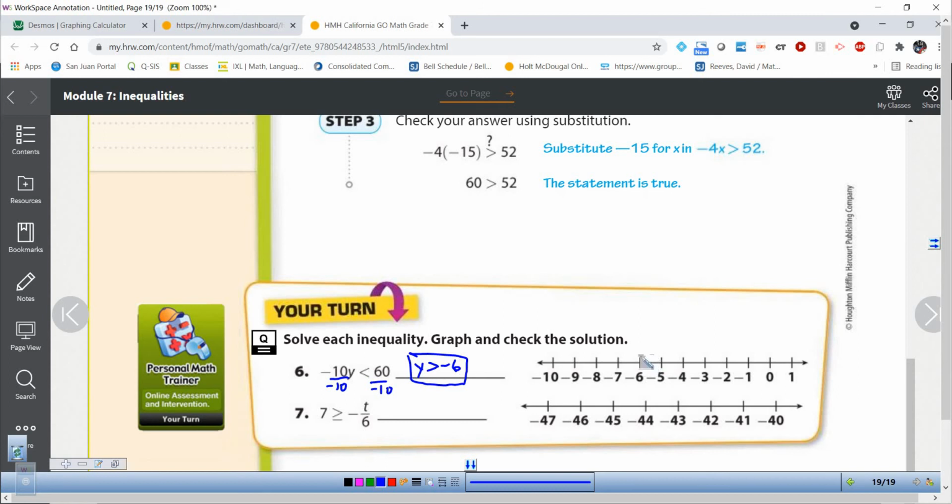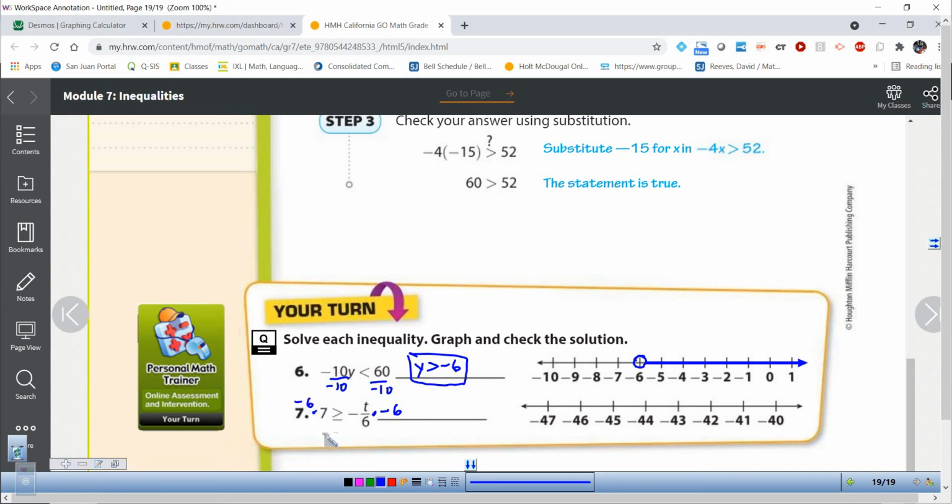I'm going to go to -6. I'm going to put an open circle because it's not equal to. All right, and now I'm looking for greater than. So I'm going to go to the right. Okay. All right, 7 is greater than or equal to -t/6. All right, well, the opposite or inverse of dividing by a -6 is multiplying by a -6.